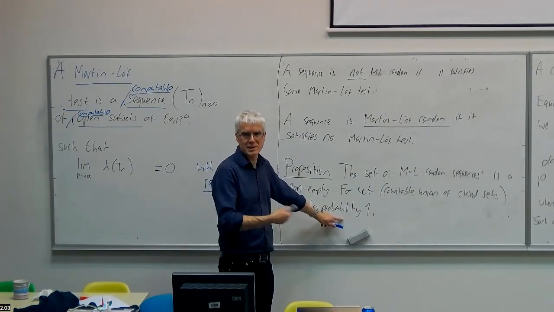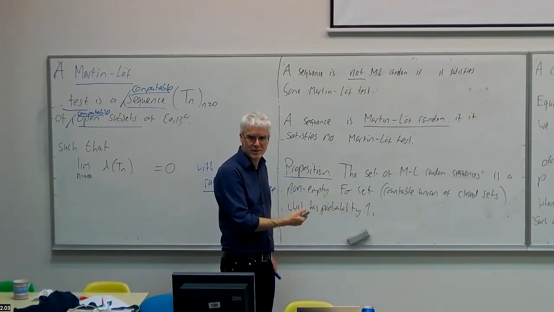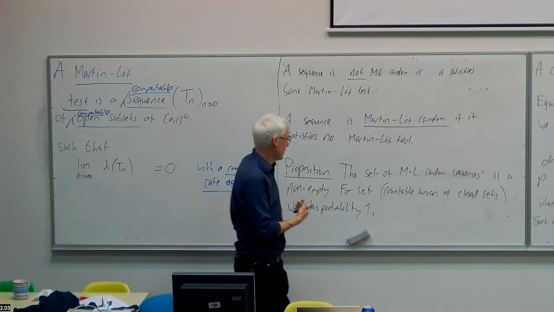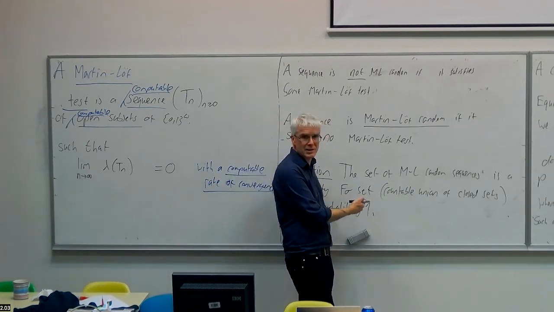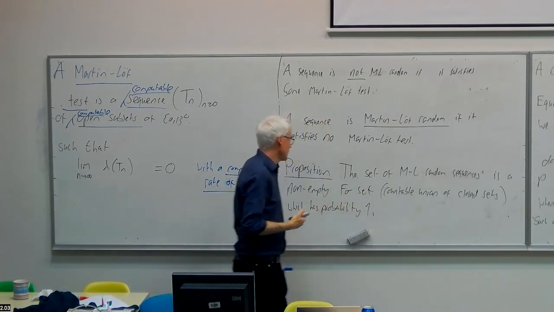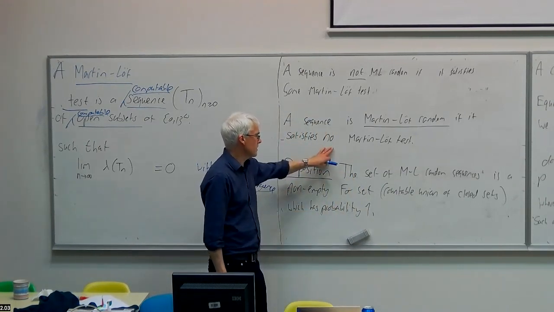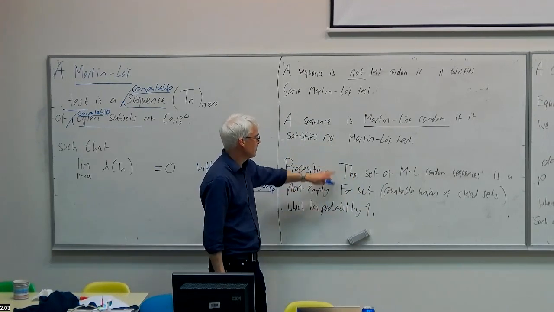So if you generate a sequence at random, it is likely to satisfy, with probability one, that infinite sequence will enjoy the property of being Martin-Löf random, that is, it will not satisfy any test for non-randomness according to this definition. So one of the ways to prove this is very nice. We don't have time for it, but it's very nice.